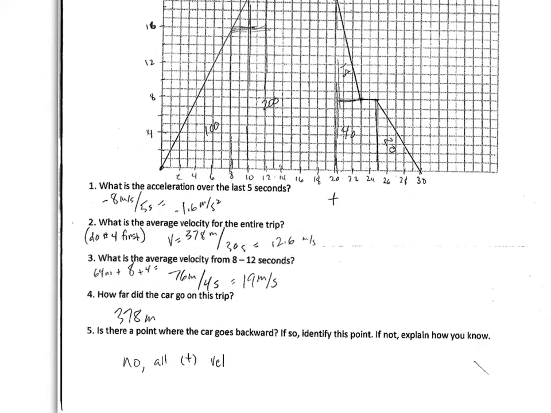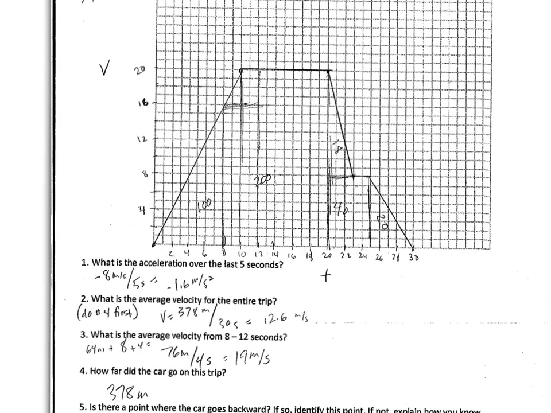The next couple of questions ask for average velocities. To do average velocities, we need displacement, and on a graph like this, we need to figure out the area underneath the curve. So the first question asks you to figure out the average velocity for the entire trip.